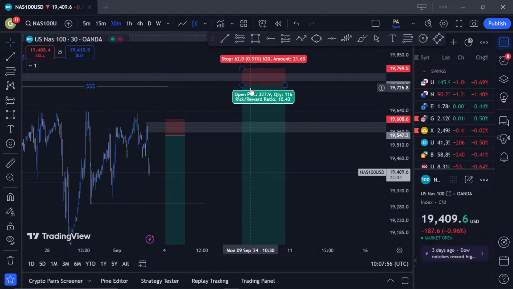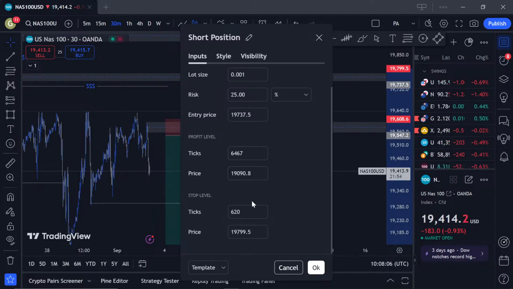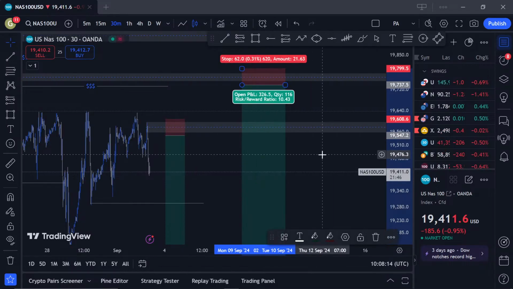So the second entry could be at 19737.5, with a take profit at 19090 as your overall take profit, in 1:10. And then your stop loss at 19799.5.